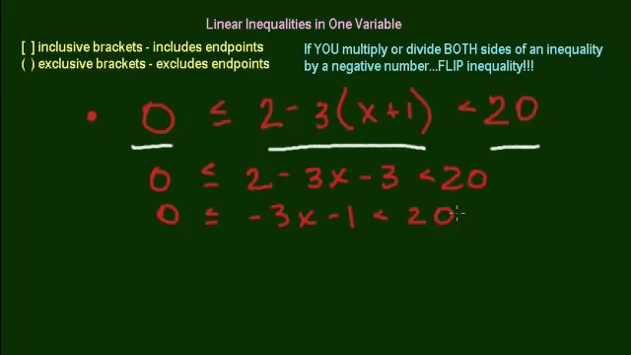Now I'm going to start doing stuff to all 3 sides. And whatever I do to one thing, I got to do all 3. Same thing as I normally would. I need to get this x all by himself, so I'm going to add 1 everywhere. Now, I did not multiply or divide by a negative, so I'm keeping this sign the same. Then I'm going to divide everything through by a -3.